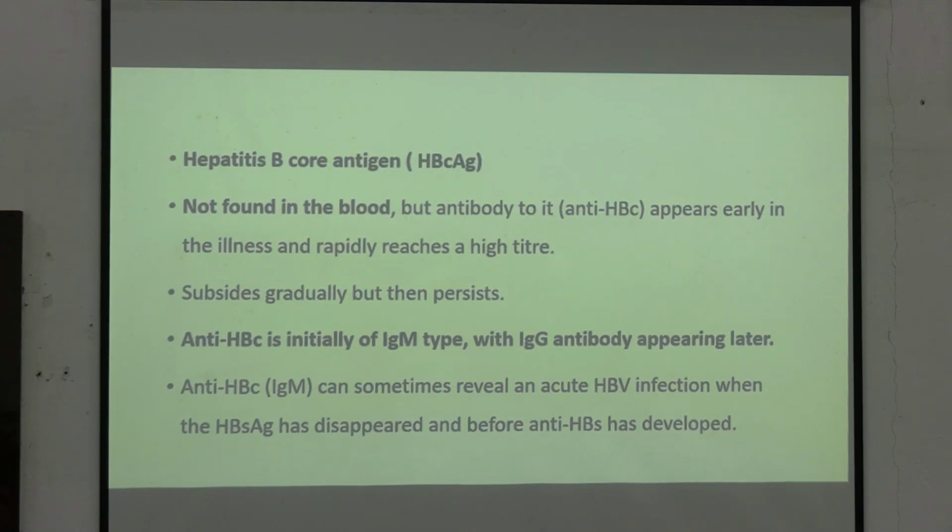Hepatitis B core antigen is not found in the blood. But antibody to it, that is anti-HBc, appears early in the illness and rapidly reaches a high titer. It subsides gradually but then persists. Anti-HBc is initially of IgM type, with IgG antibody appearing later. Anti-HBc IgM can sometimes reveal an acute HBV infection when the HBs antigen has disappeared and before anti-HBs has developed.